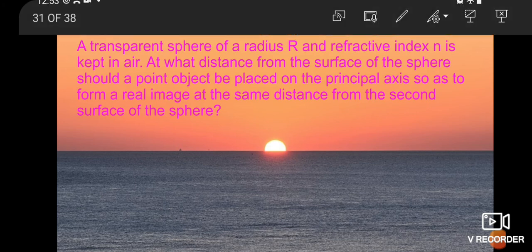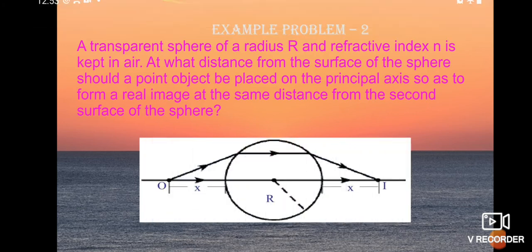So if you observe in the diagram, for example, we have taken the point object here as O. Okay, the distance between the point and P is x. Now here the ray is traveling and hits the curved surface of the sphere. So after meeting the curved surface, the ray again travels parallel to the principal axis.